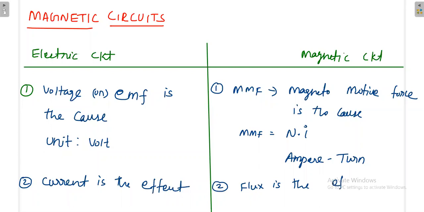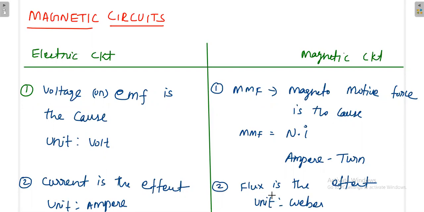So what you should know: for an electric circuit, if you apply the voltage, you will get the current. For a magnetic circuit, if you apply the current, you'll get the flux. What is the unit of current? Ampere. What is the unit of flux? Weber. Flux density means Weber per meter square, but simply flux means the unit is Weber.